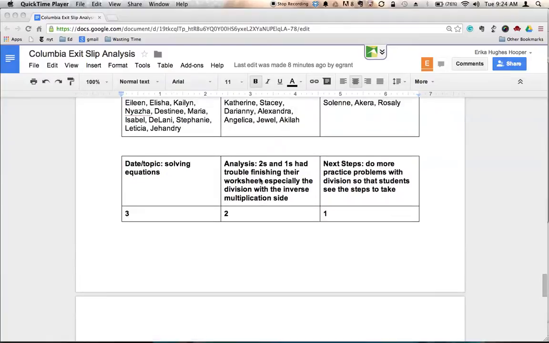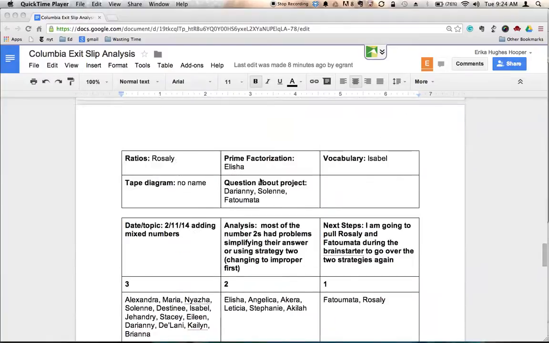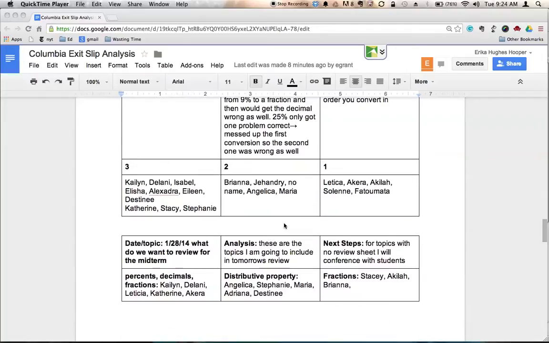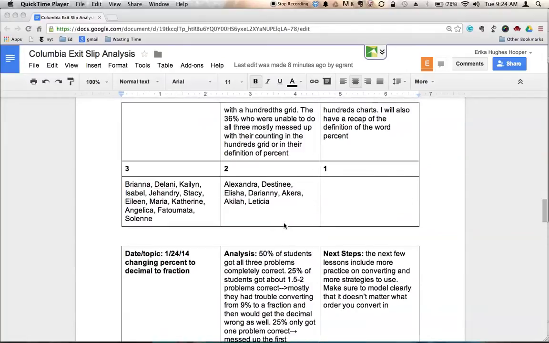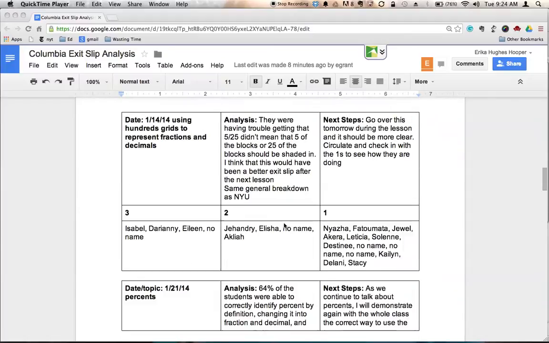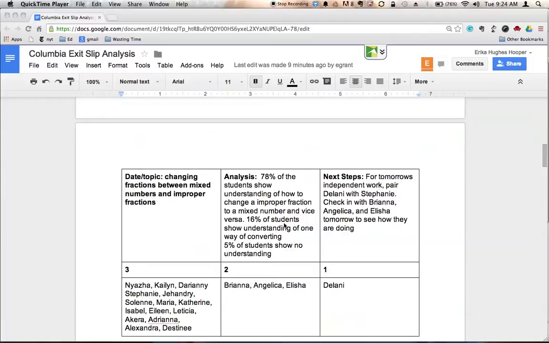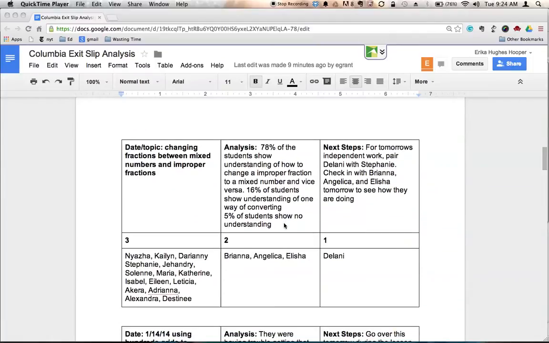I know you talked a little bit about this before, but will you talk a little bit about how this has changed the way that you approach planning? It gives me an easier way to think about what I need to change for even just the next day's lesson.